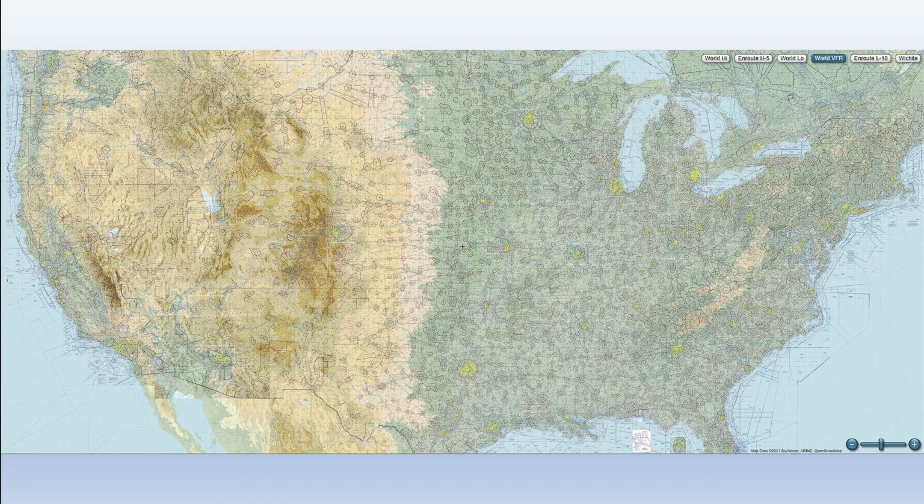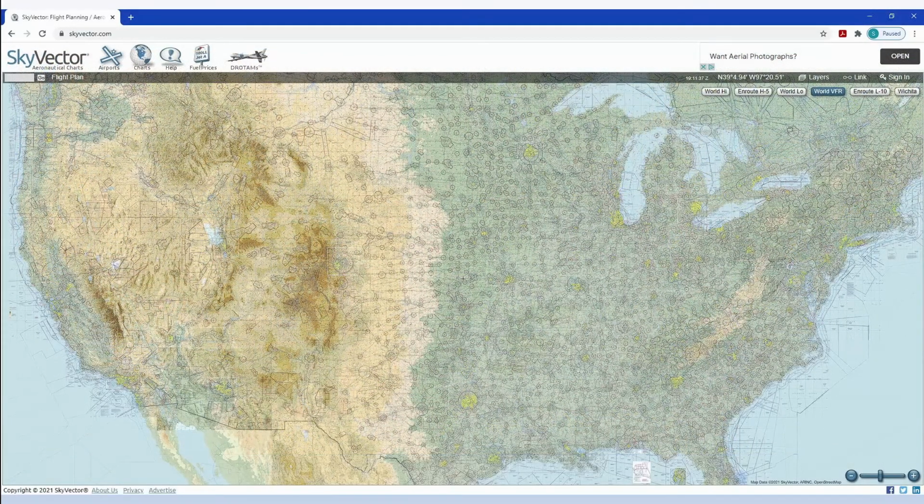In today's lesson we'll be covering VFR navigational charts, or aeronautical charts, which will be a precursor to our lessons on VFR navigation and cross-country flying. For today's lesson we'll be looking at charts available on Skyvector.com, and there's a link to their site in the video description.